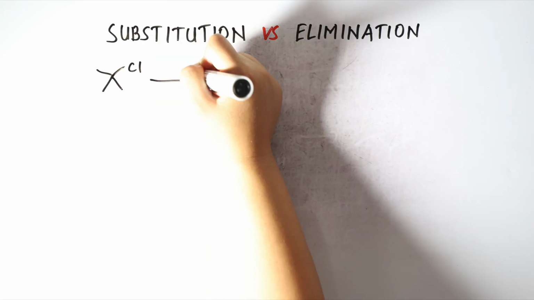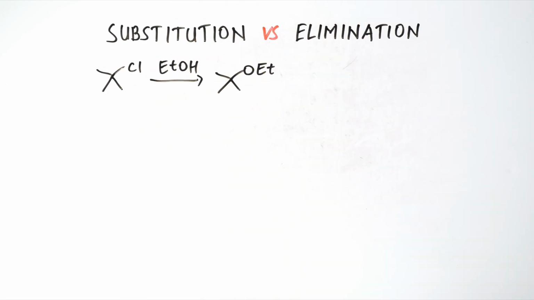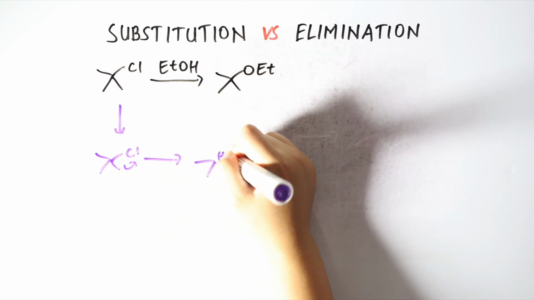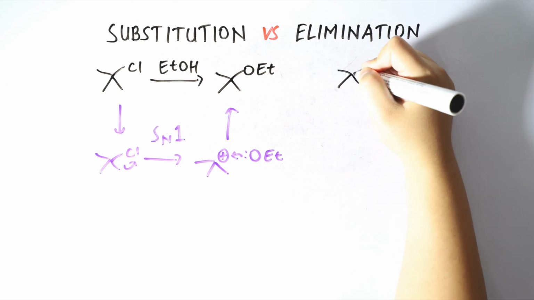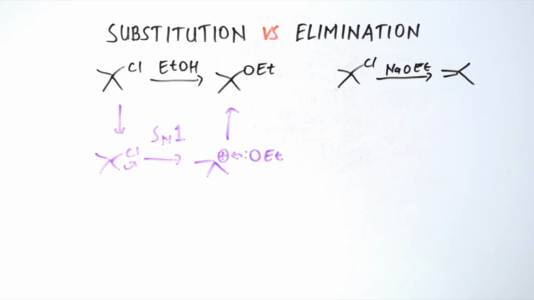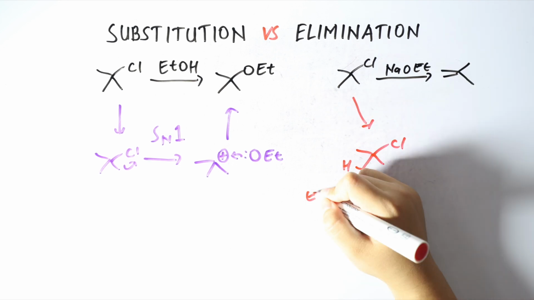Using ethanol as a weak base, tert-butyl chloride will undergo substitution reaction by SN1 mechanism. If we use sodium ethoxide, which is a strong base, this will lead to E2 elimination reaction.